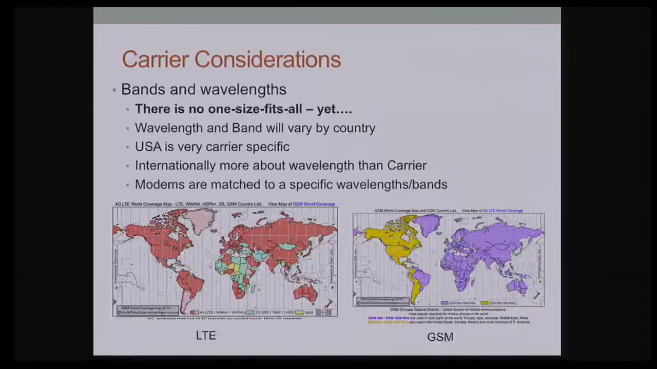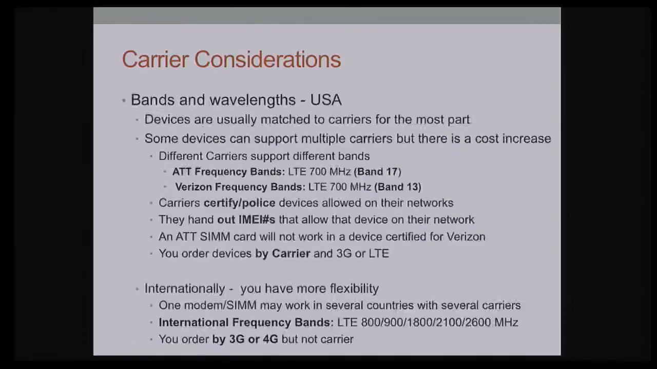The modems that we're getting in the devices are matched to the wavelengths of the carriers. For instance, in America, LTE, both Verizon and AT&T are going to use a 750 megahertz range, but they're going to use different bands. AT&T uses band 17, and Verizon uses band 13. And the carriers in America will certify the devices to be used on their network. You can't take an AT&T product and put it onto the Verizon network, meaning you can't take that SIM and move it between the vendors or the carriers.